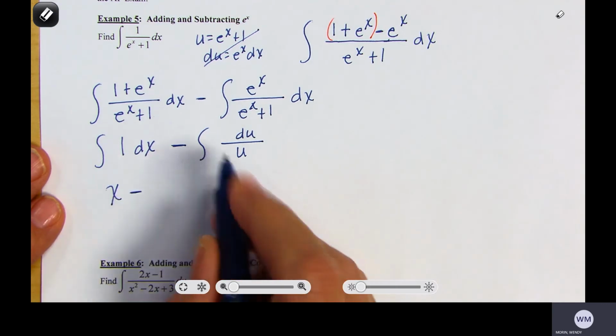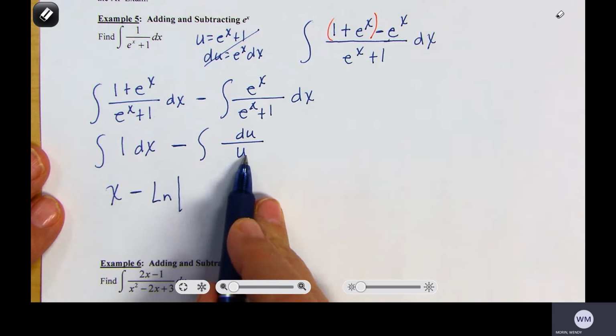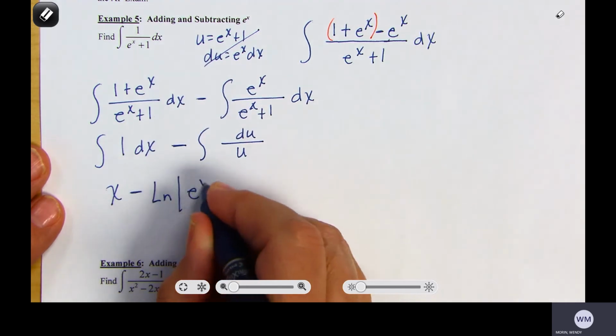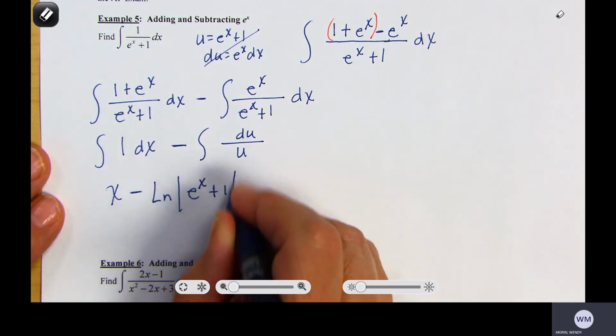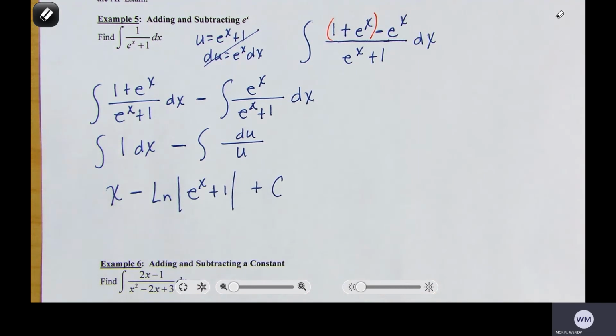And then what's this one? The natural log of the absolute value of u. And our u was e to the x plus 1. And don't forget your plus c. Okay? So if you don't have what you want, make it what you want. All right, last one.